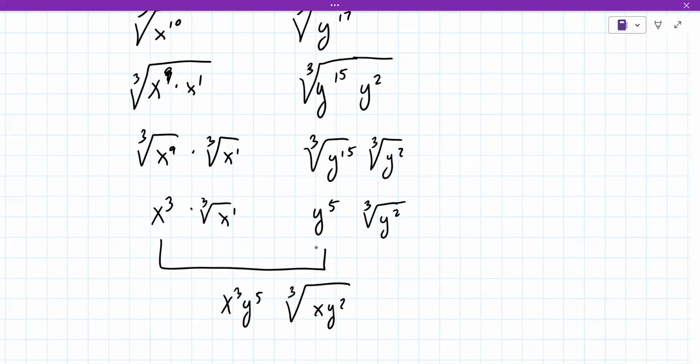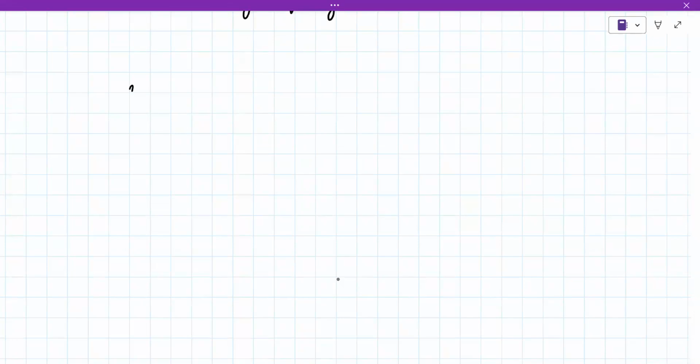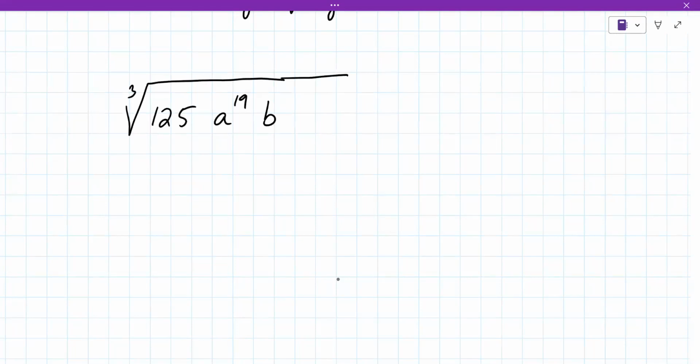Any questions on that before I give you one to try on your own? No. Okay. All right, so let's try this. Let's try the cube root of 125, a to the 19th, b to the 21st. So take a look at that. Let me know if you have any questions.